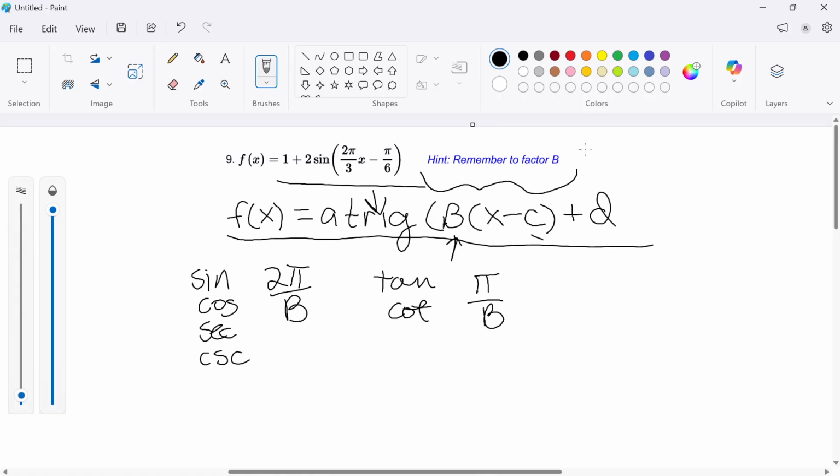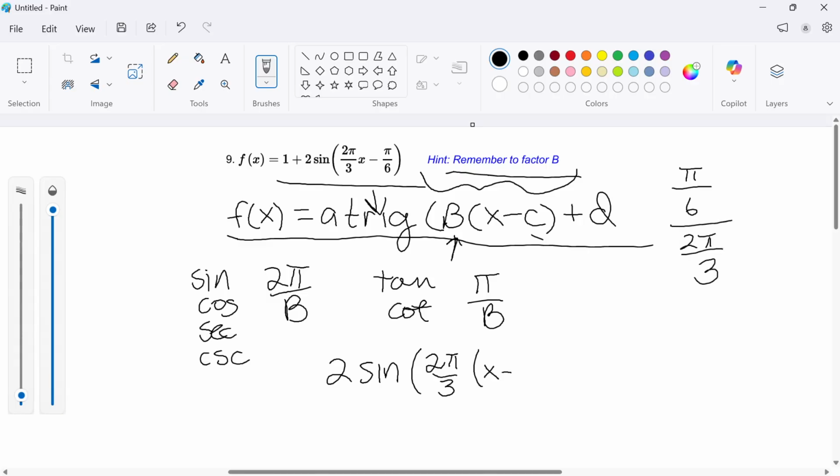And I will do it now. I'm going to put 2 sine, and I'll put the plus 1 at the end. I'm going to remember to factor b. I'm going to factor out 2 pi over 3, and that's going to give me, is it an x minus, what's pi over 6 divided by 2 pi over 3? That's the same as pi over 6 times 3 over 2 pi. And the pi's cancel out. 3 goes into 3 once, into 6 twice. That's 1/4. So it's x minus 1/4. And then it's going to be plus 1. I'm going to put that 1 at the end.